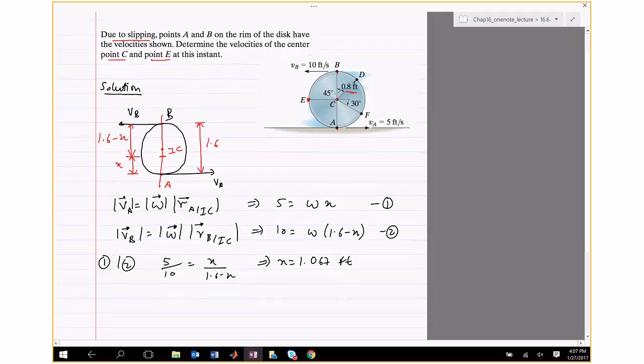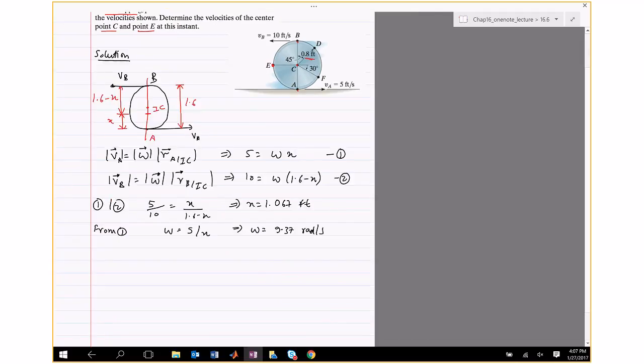Okay, once you know x, you can find what omega is. It's simply 5 divided by x from 1, so omega is simply 9.37 radians per second. Okay, now we have found the angular speed. Now we are in a position to find the velocities of point E and C.